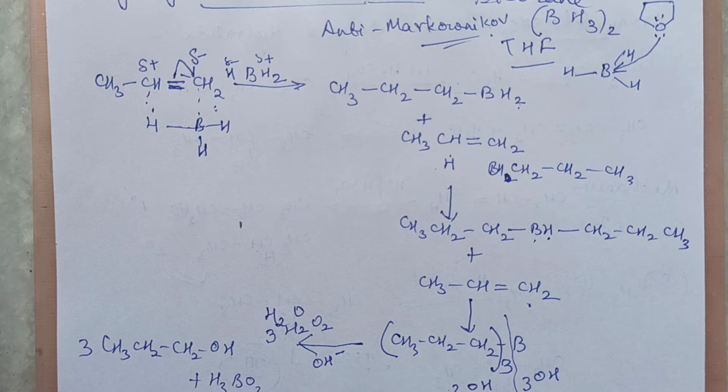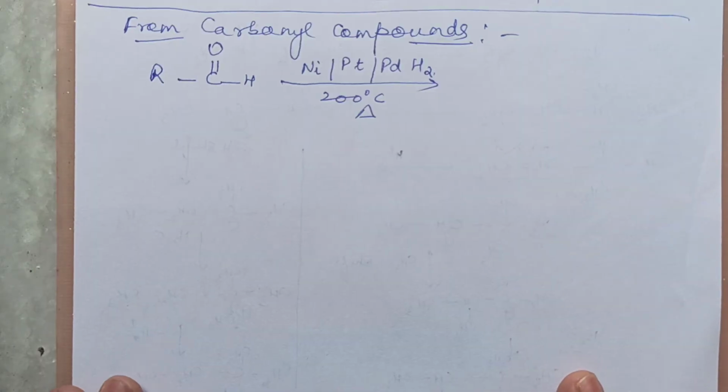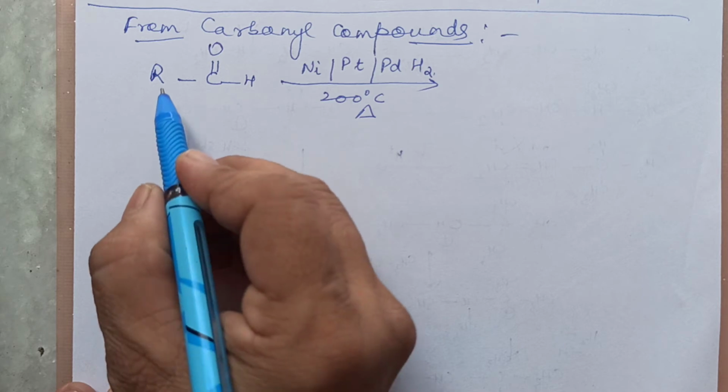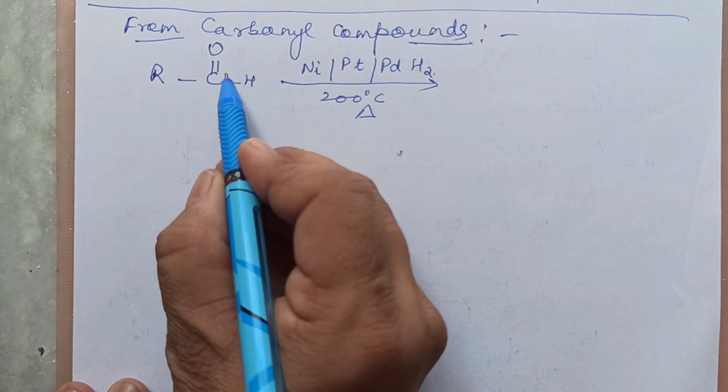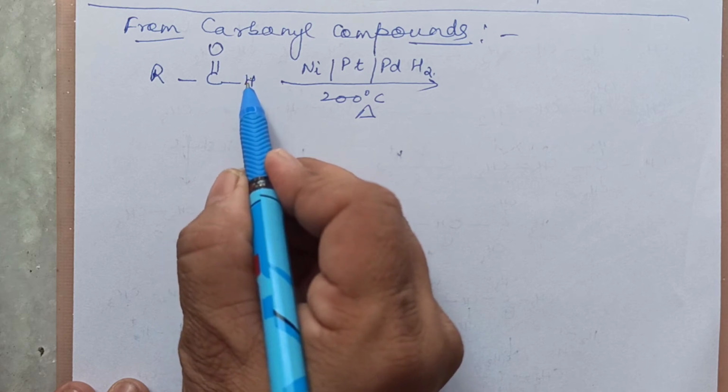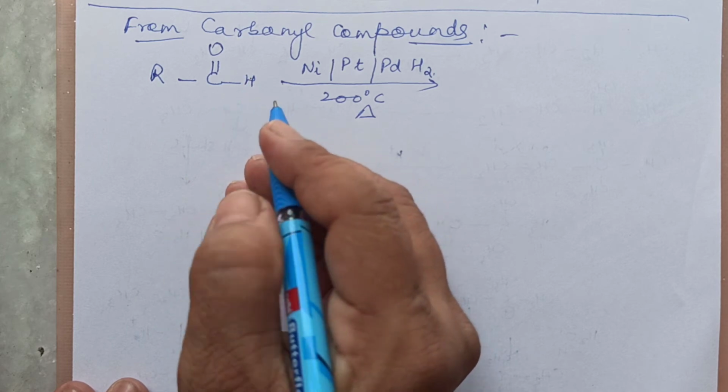Hydroboration oxidation. Next method to prepare alcohol we are taking from carbonyl compounds. Carbonyl compounds mean aldehydes or ketones, right? So I have taken here RCHO, that is some aldehyde. Instead of this H, if it is R, it becomes ketone, right?